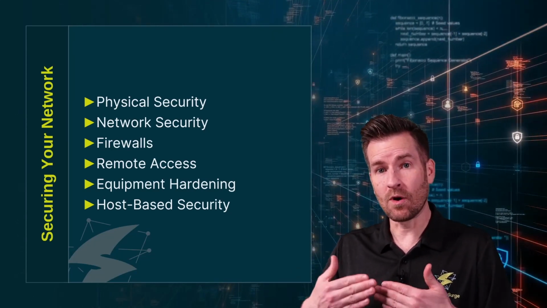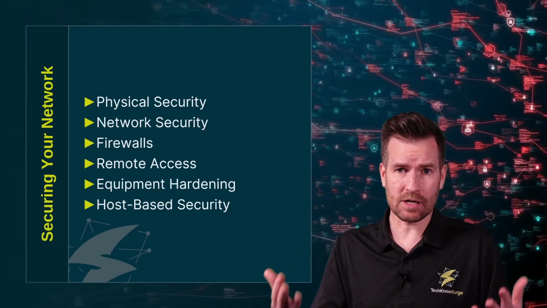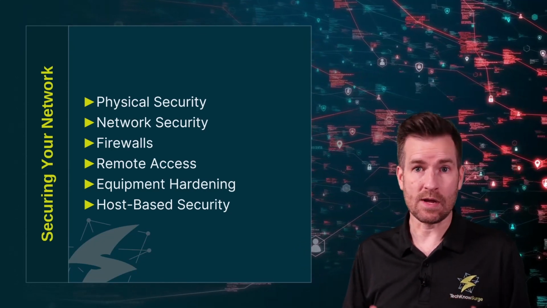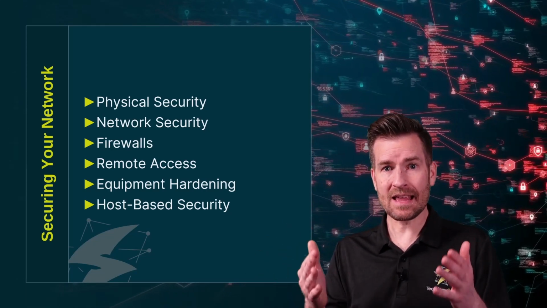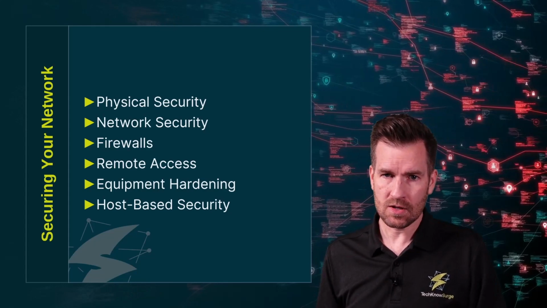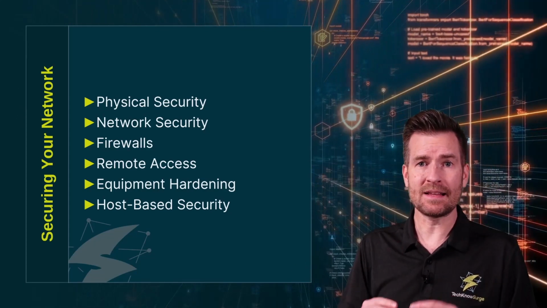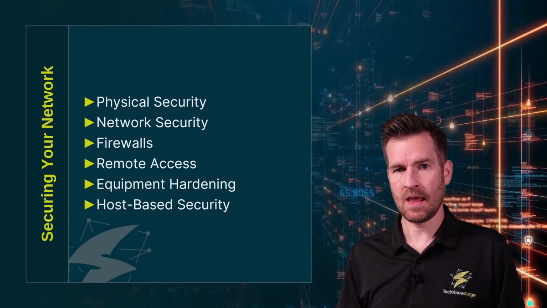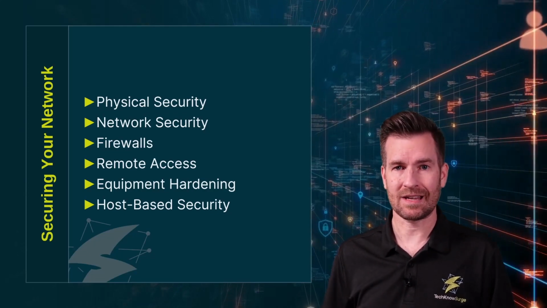We'll talk about remote access and how it's a big part of our networks nowadays, and there are different methods that we can use to secure remote access. We're going to get into equipment hardening, because all of this requires equipment and making sure that equipment is hardened so that way they're not opening up more vulnerabilities. And then we'll wrap things up talking about the end user devices, the host-based security. What things can we do on the hosts to make sure that our network is secure.